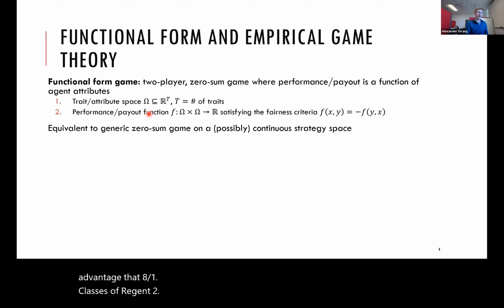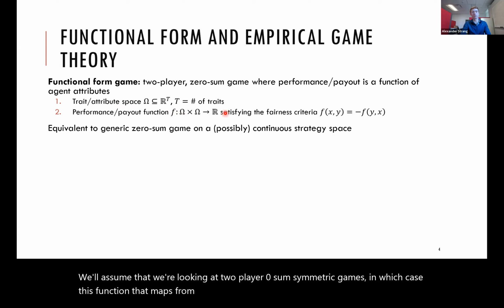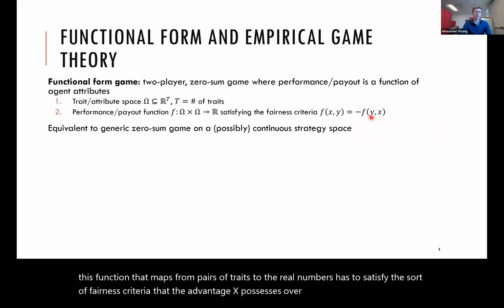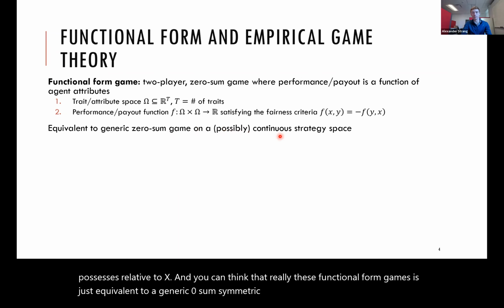We'll assume that we're looking at two-player zero-sum symmetric games, in which case this function that maps from pairs of traits to the real numbers has to satisfy the sort of fairness criteria that the advantage x possesses over y is the disadvantage y possesses relative to x. And you can think that really these functional form games are just equivalent to a generic zero-sum, let's just say symmetric game on a possibly continuous strategy space.